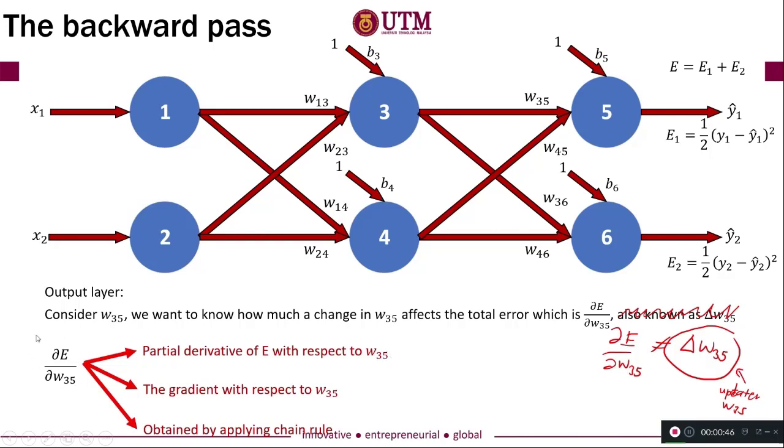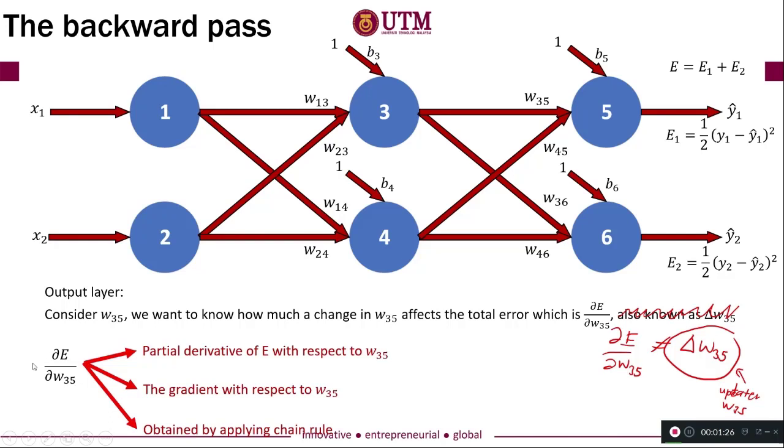Of course, this is the partial derivative of the error function with respect to your W35, and this is also known as a gradient. Again, this is the gradient with respect to W35. The gradient itself is a slope, which represents how much change there is at that point with respect to this function E, or the cost function.